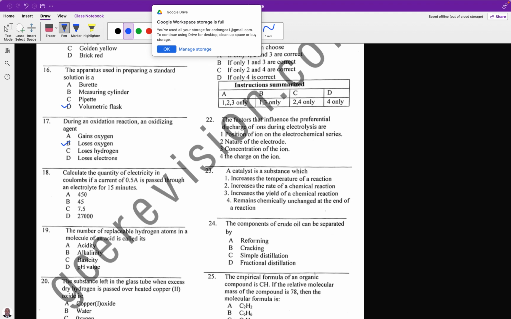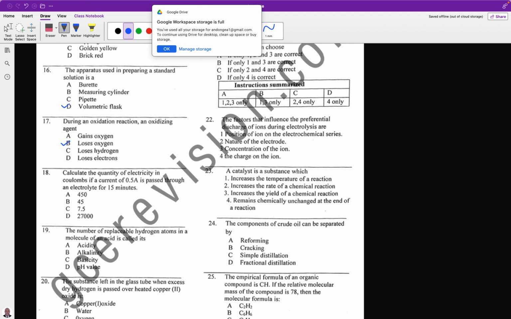Question number 18. Calculate the quantity of electricity in Coulomb if a current of 0.5 A is passed through an electrolyte for 15 minutes. Well, we'll come to that. Let's go to question number 19.